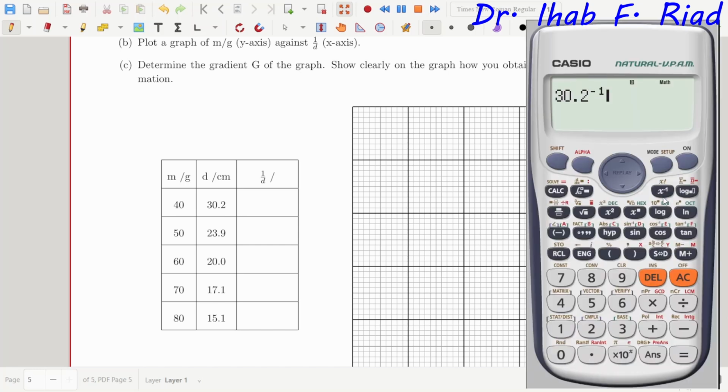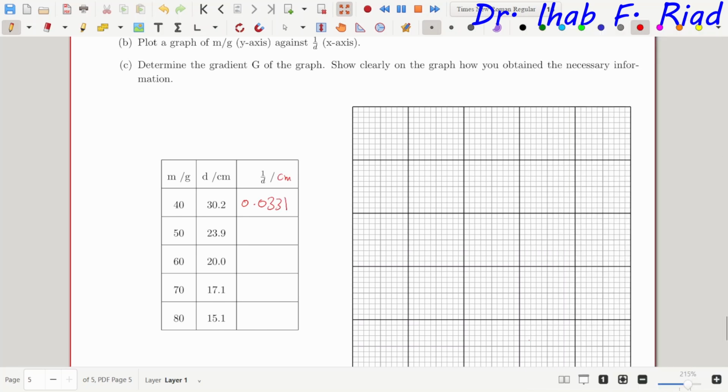30.2, it is 0.0331. We are keeping 3 significant figures since we have 3 significant figures over here. 0.0331. We need to complete the table. 1 over d is in units of centimeter minus 1.